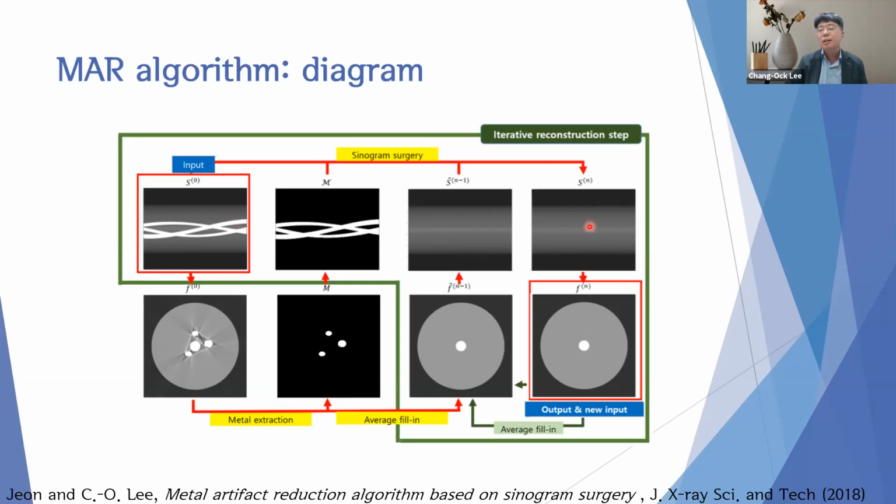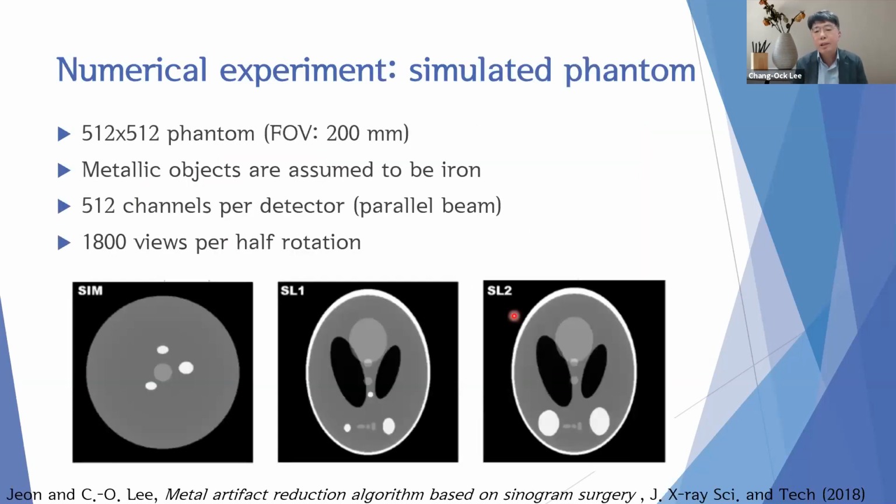With that surgery, we reconstruct the CT data and repeat the same process. Surrounding the metals, we do the average fill-in process again, generate a new sinogram, and again take a surgery. So we repeat this process. Actually, we published the paper two years ago, and we had a mathematical proof for the convergence of the algorithm in very restricted situations: if the shape of the metal is similar to circular, then we can prove the convergence.